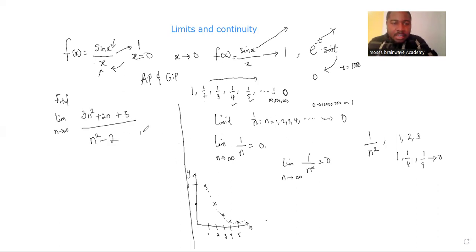Now, looking at this critically, it's very simple to argue that if n is very, very large, then the largest term here should be 3n squared. If n becomes very, very large, the largest term here, sometimes we call it the dominant. Take note of this. We call it the dominant. The dominant over here is very, very important to always consider when you are talking about how to ascertain the limit of this function, right?